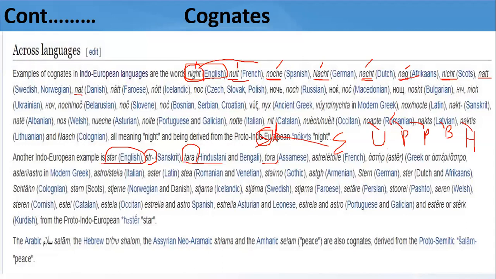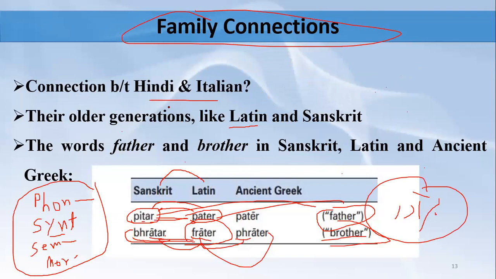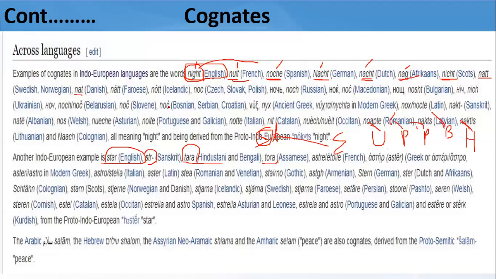Now the word star from English, stori from Pashto, tara from Urdu, sitara from Punjabi, tara from Bengali, tara from Hindi, all these are the cognates of one another in different languages, because all these words belong to different languages and have more or less the same form, fine, and similar meaning. That is why all these words are cognates of one another. And this is what we call family connections, that all these families are related to one another, connected in terms of this sort of words. Is this clear so far?